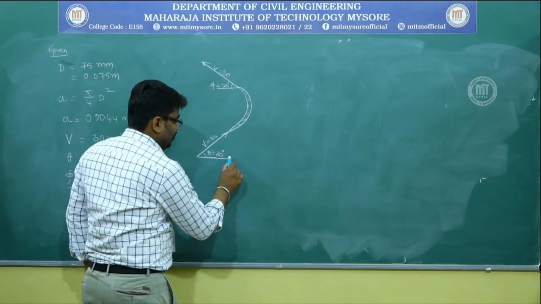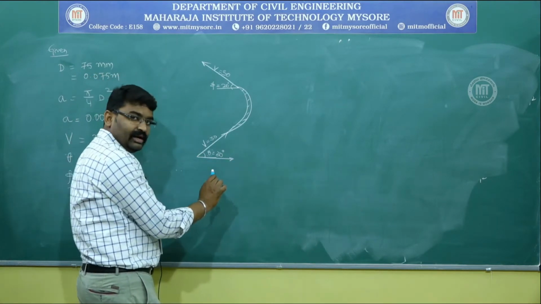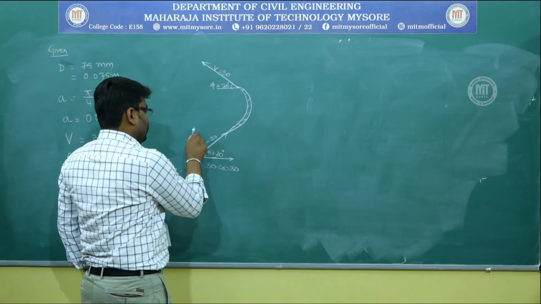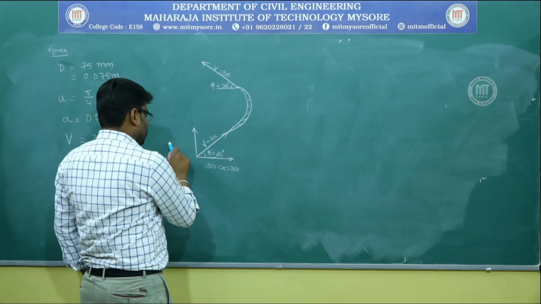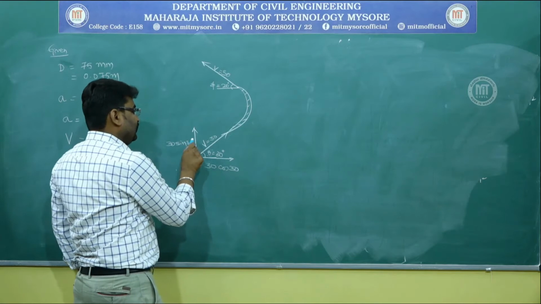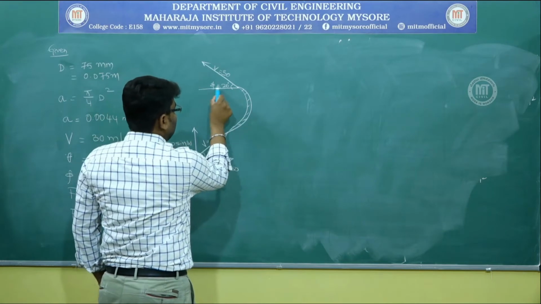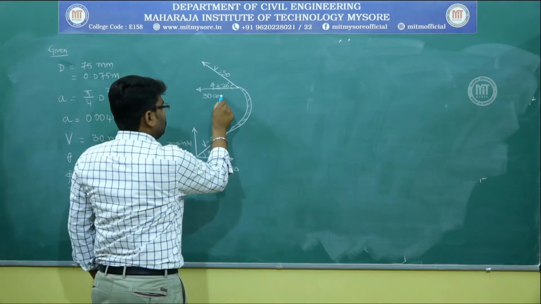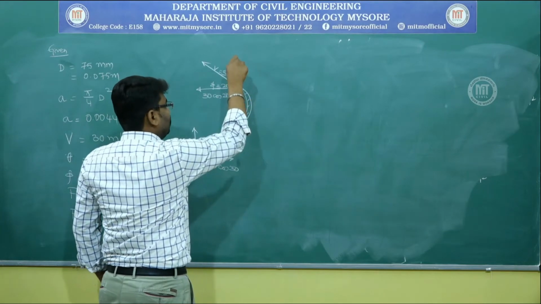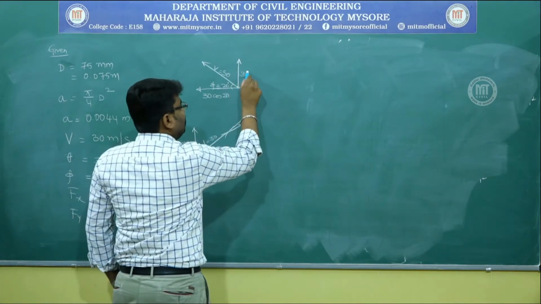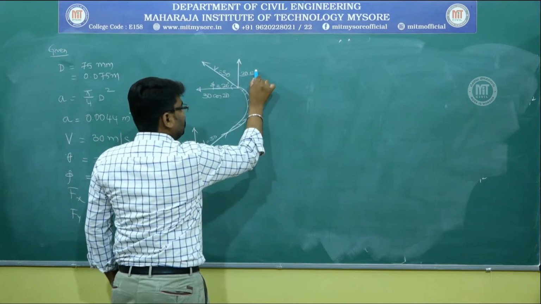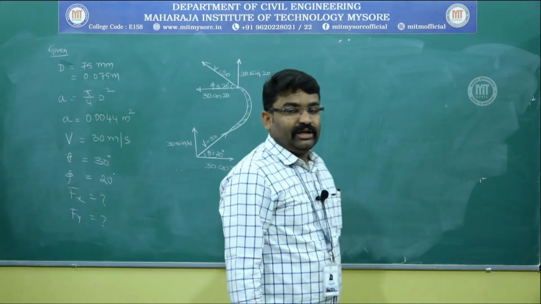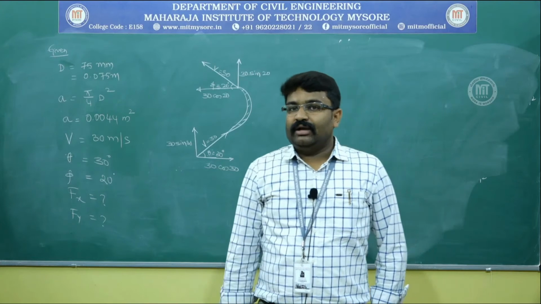So, the velocity component in the horizontal direction at inlet will be 30 cos 30, and vertical component at inlet will be 30 sin 30, and similarly at the exit the velocity component in horizontal direction will be 30 cos 20, and vertical component at exit will be 30 sin 20. All these things shall be put to use when I start applying this in the impulse momentum equation.